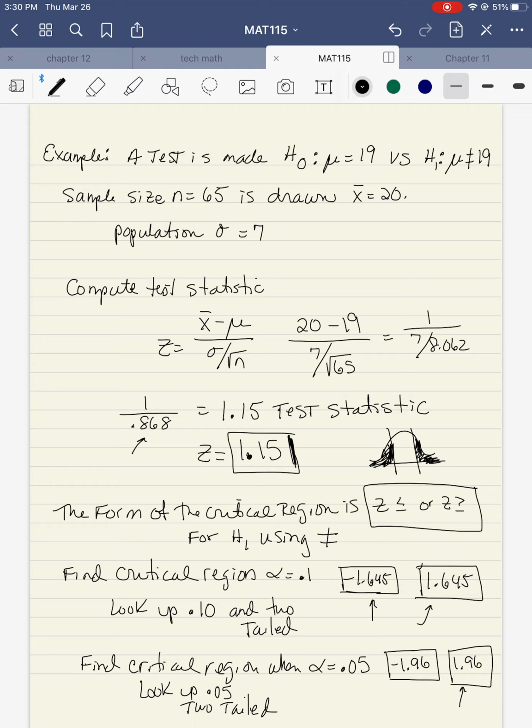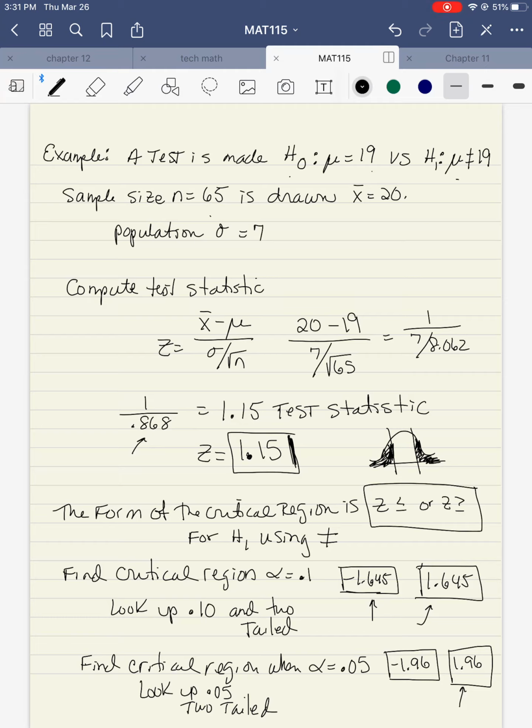As another example, a test is made such that the null hypothesis mu is equal to 19 versus the alternative hypothesis mu does not equal 19. Sample size n is 65 is drawn and x bar is 20. The population sigma is 7. Compute the test statistic. Again, I go x bar minus mu divided by sigma over square root of n. X bar is 20, mu is 19, sigma is 7, n is 65.